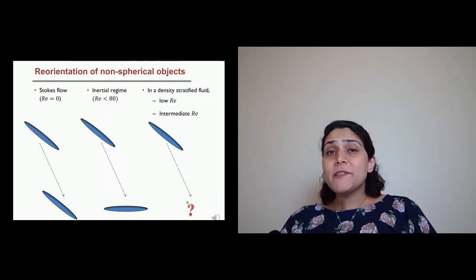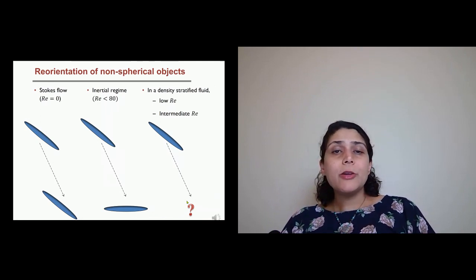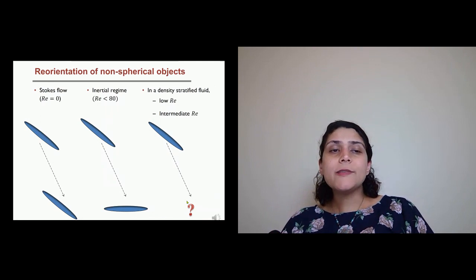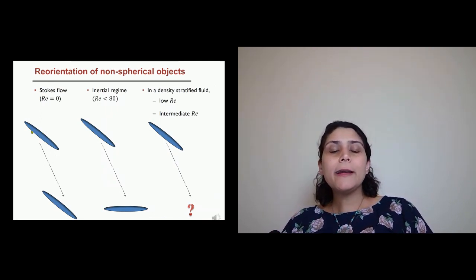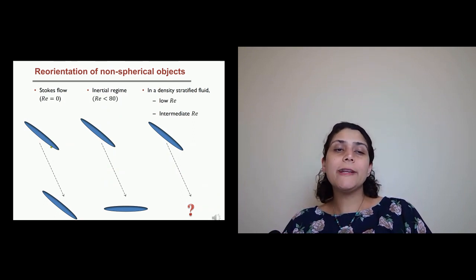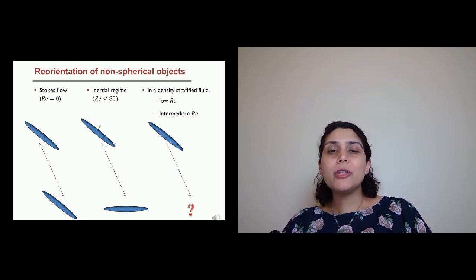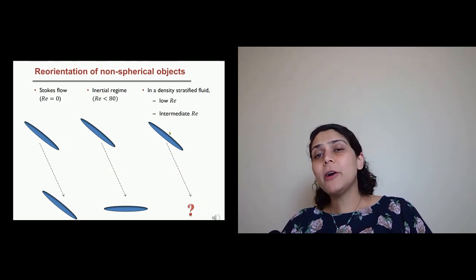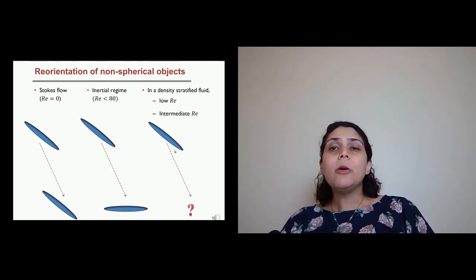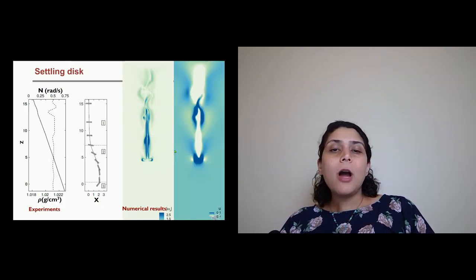What about non-spherical particles? Many of the particles in oceans or lakes are not spherical. In a Stokes flow, we know that the angle is indeterminate, meaning that the particle keeps whatever initial orientation it has. In the inertial regime, it would reorient so it settles on its broadside. What about in a stratified fluid? Is it different at low or intermediate Reynolds number? We did both experiments as well as computations for that.